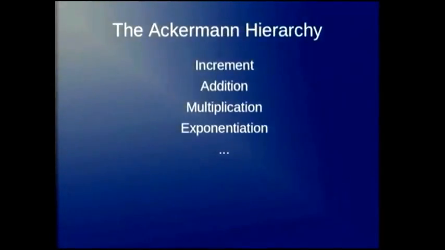He started out with a sequence of operators. Increment is just take the next, it's the sequence function, counting: 1, 2, 3, 4, 5. Addition is iterated counting. If you add 5, you just count by 5. Multiplication is iterated addition. Multiplying by 5 is adding 5 times. Exponentiation is iterated multiplication. Now, this is a very nice construction of these operators. But this means that we can extend this sequence. After that comes tetration, pentation, and there's a whole series of operators that come after this.